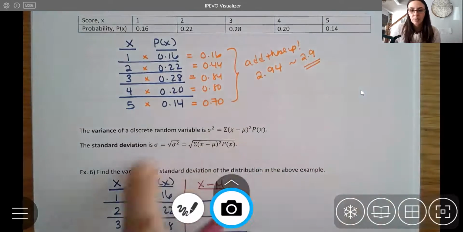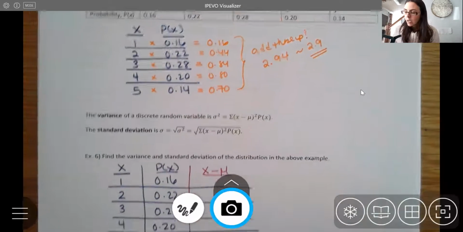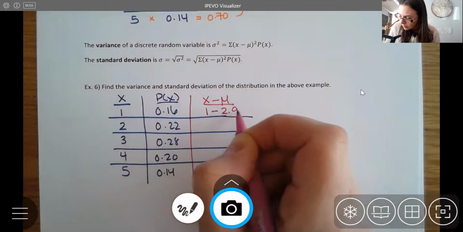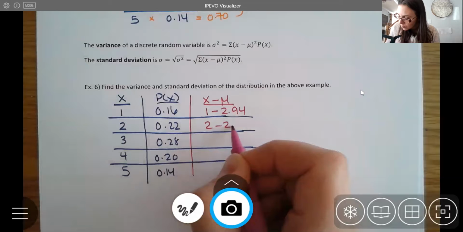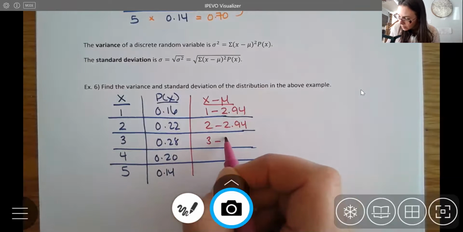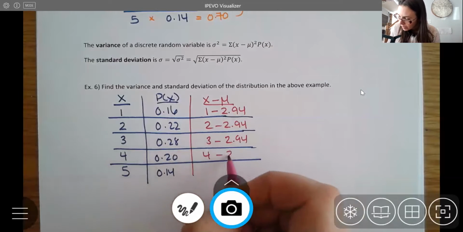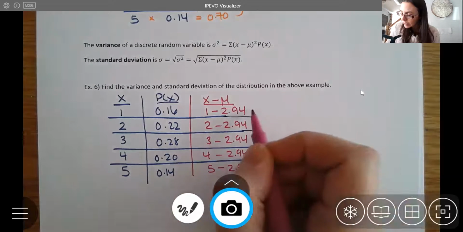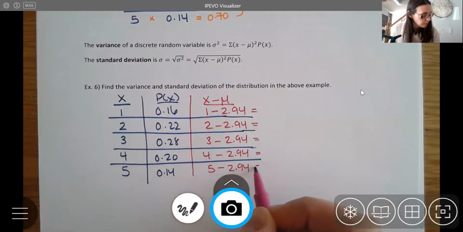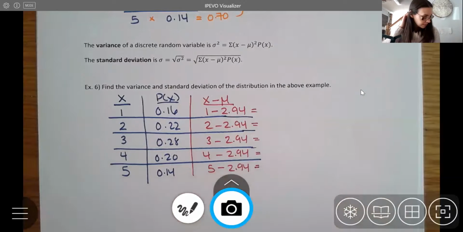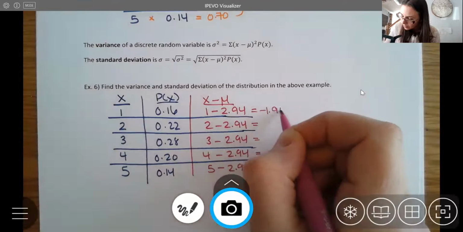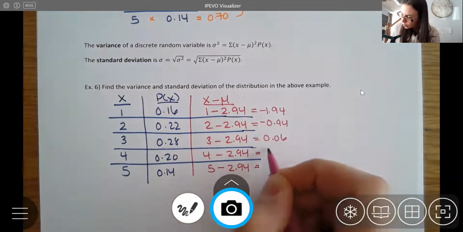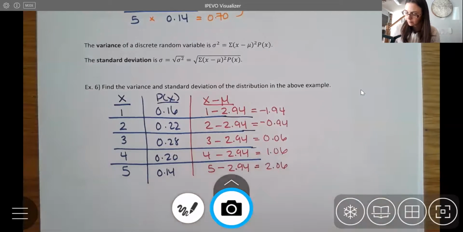So remember, when you're doing your calculations by hand, use as many decimal places as you can, and then round at the end. So my x value here is 1. So I'm going to do 1 minus 2.94. Then I have 2 minus 2.94, 3 minus 2.94, 4 minus 2.94, and 5 minus 2.94. So you saw that same kind of first step that we're used to. Alrighty, so let's see, I get negative 1.94, negative 0.94, 0.06, 1.06, and 2.06.